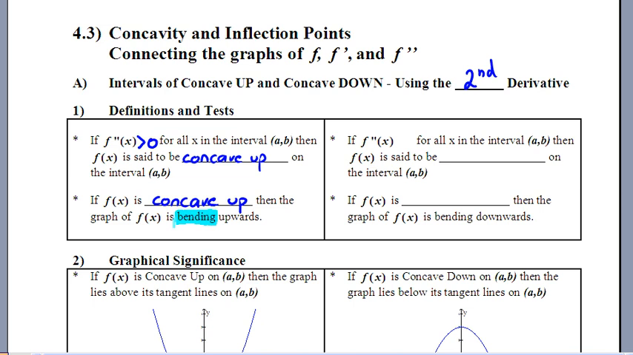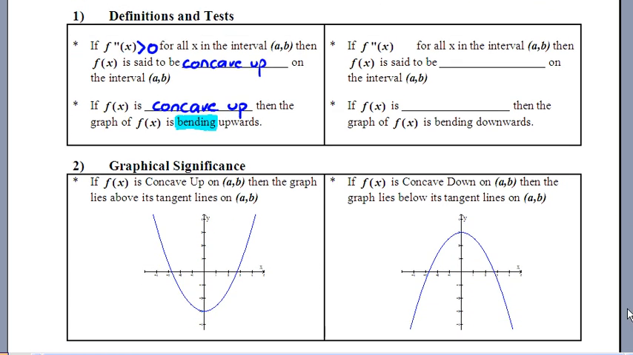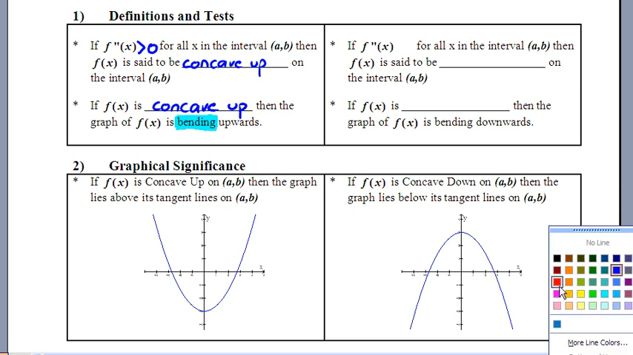Now, I'm not talking about which way it's pointing. I'm talking about which way it's bending, right? We're going to see the difference with that. Actually, let's go down here to part 2 for a second. We'll see the significance right here. So if your graph is concave up on some interval, then you're going to notice that the graph lies above its tangent lines on that interval.